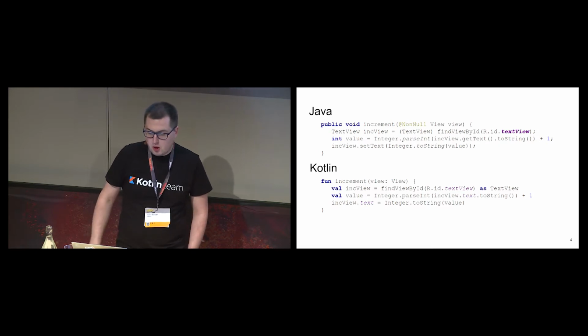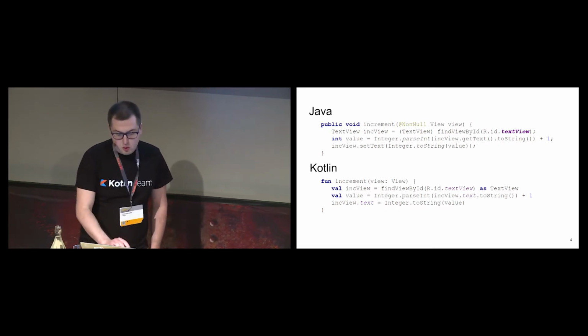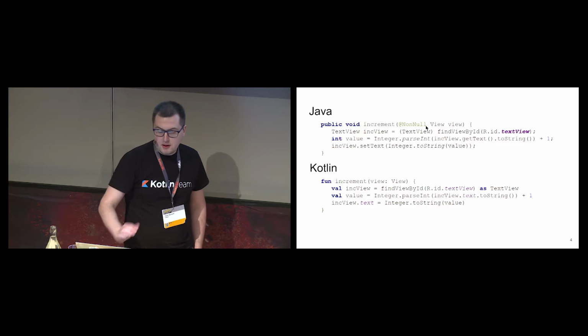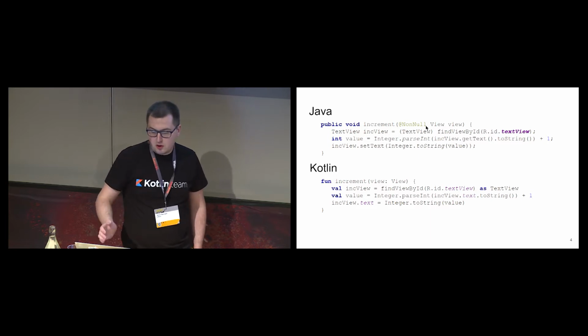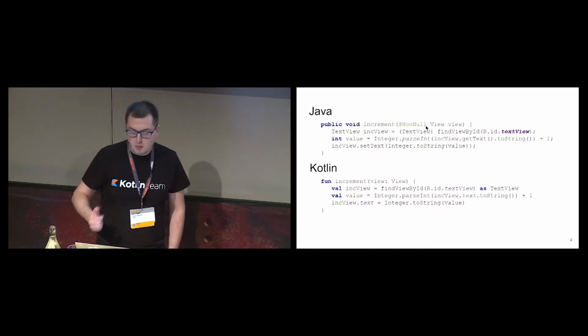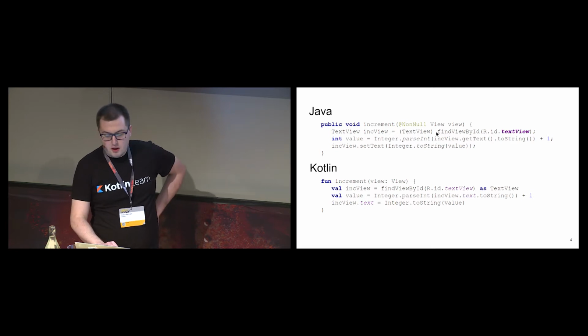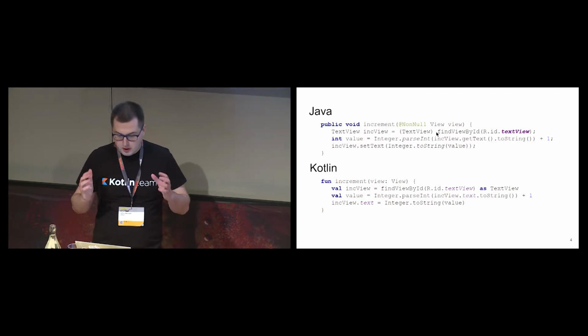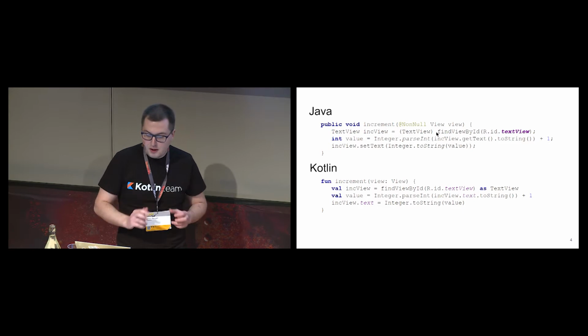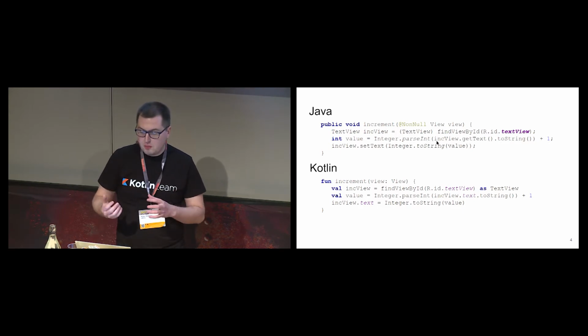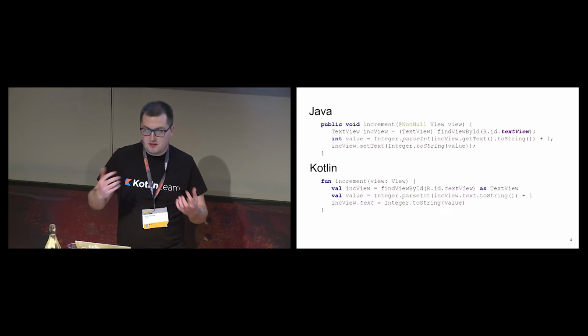Right. So how would you do it in Java? Well, you write a function. Let's say it takes a view so that you can use it from the onClick from XML. Then you find the thing you want to modify. You extract the information you need from it via some calls, like toString, and then you set the information back.